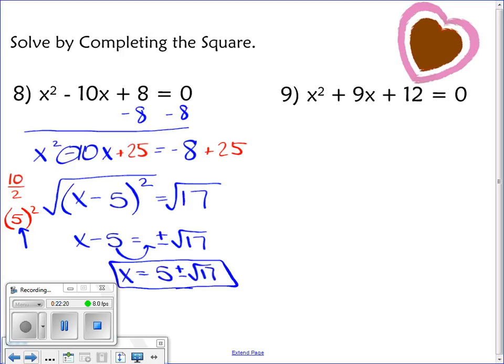Number 9. Do you want to try it on your own? Oh, wait, this one comes out with a fraction. Let's not do that on your own yet. Sorry, this is an ugly fraction. I don't want to leave you hanging on an ugly one.